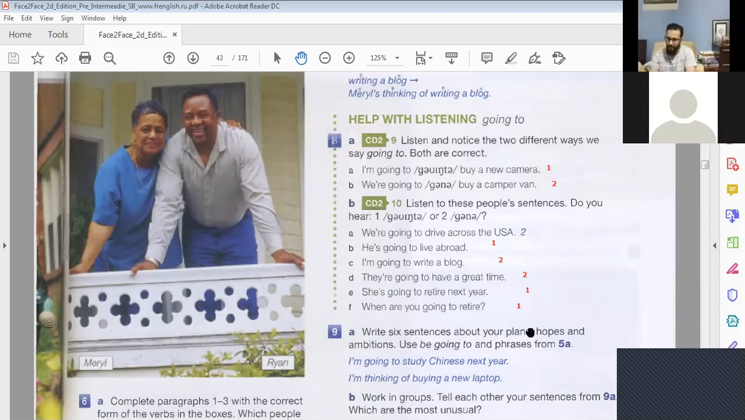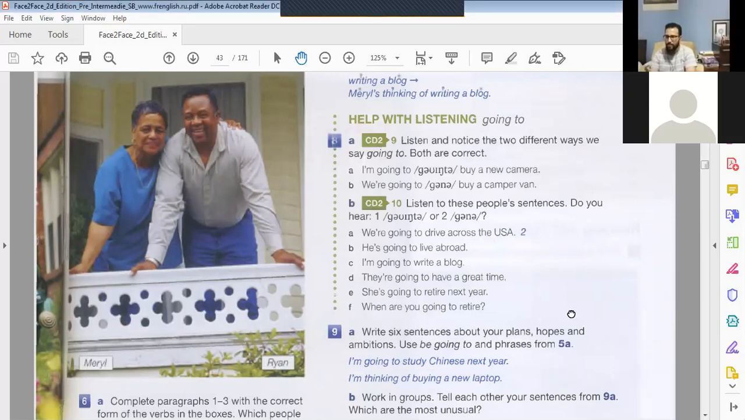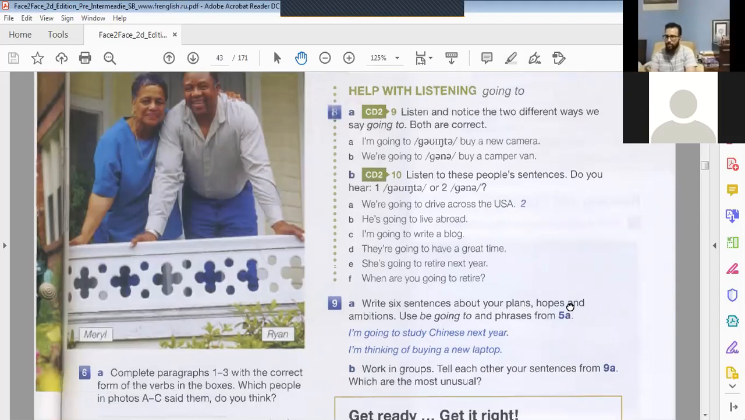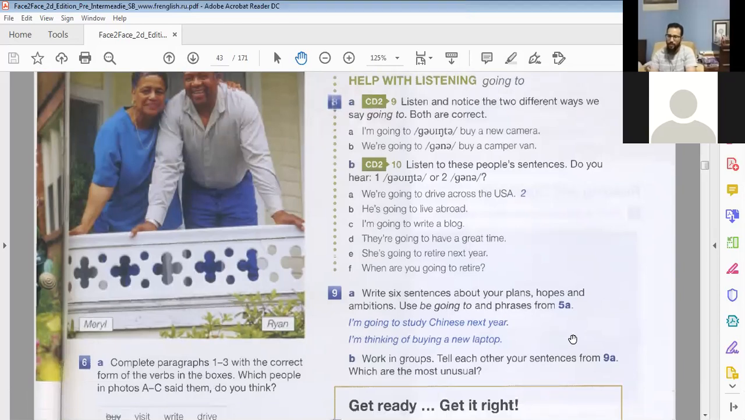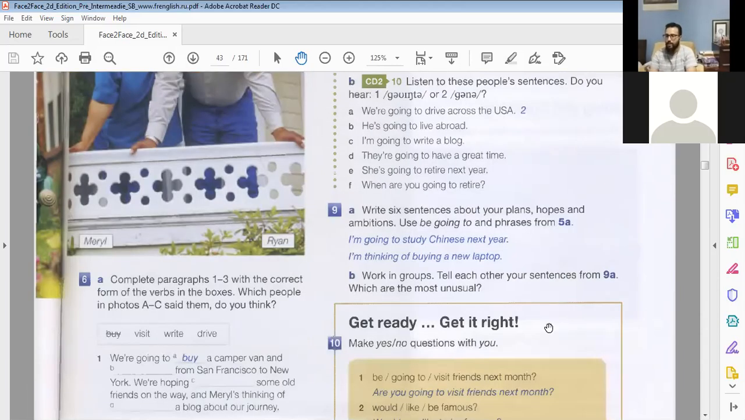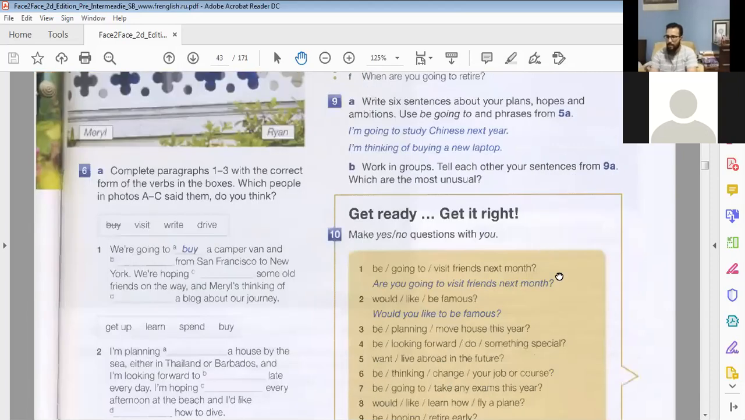Okay, so that's right. Okay, good. So these are the two different ways we pronounce "going to." But if you say "going to," normally, it's okay. But natives don't usually say "going to" like this. They say "gonna." Yeah. All right, so in number 9, and here we have number 10 also.